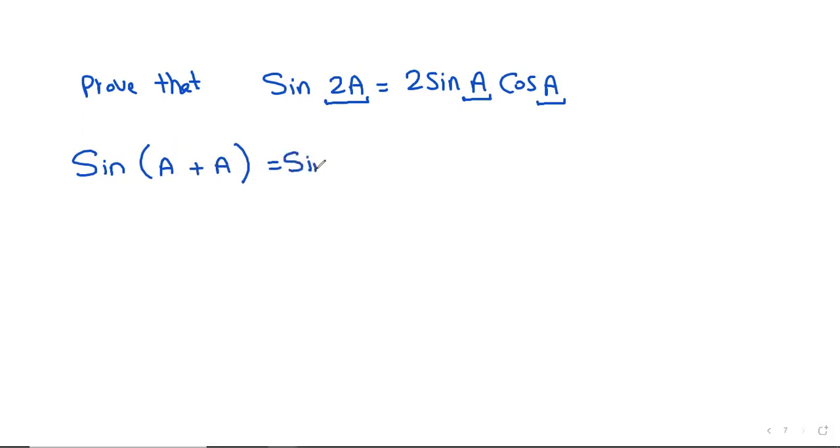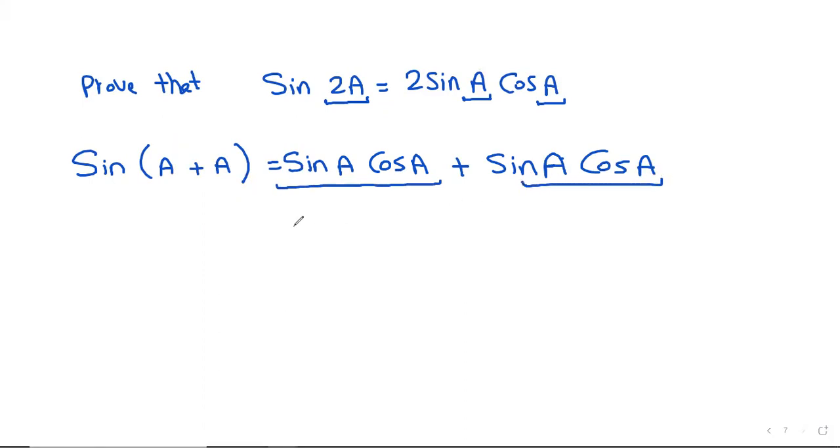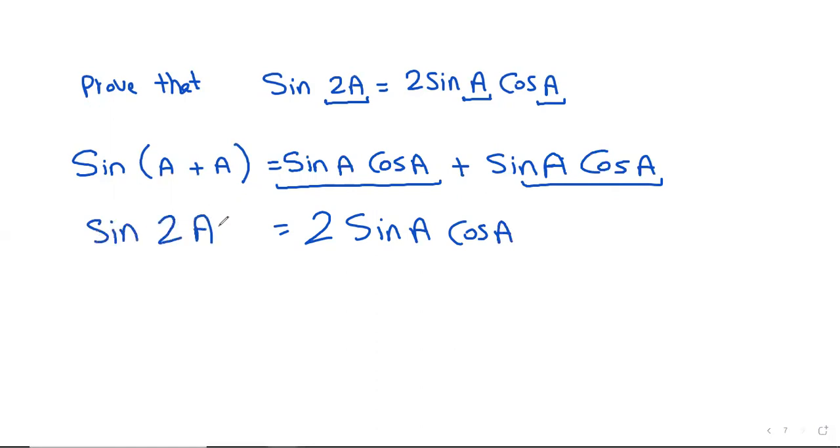So that's equal to sine A cosine B plus sine second. And here we don't have B, so it's cosine A plus sine second. The second is A, so sine A, cosine first, cosine A. Sine A cosine A plus sine A cosine A, that's equal to 2 sine A cosine A. So sine 2A equals what? Equals 2 sine A cosine A.